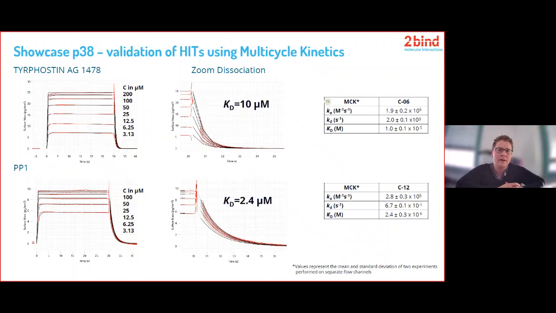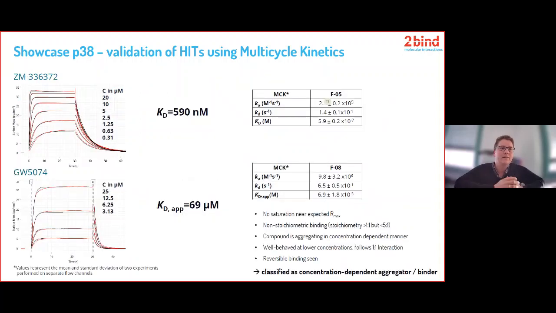Then we have the other one, which is in the wave rapid 4 micromolar. Here it is 2.4. And then we have this guy with 450. Here it's in multi-cycle, it's 590 nanomolar.